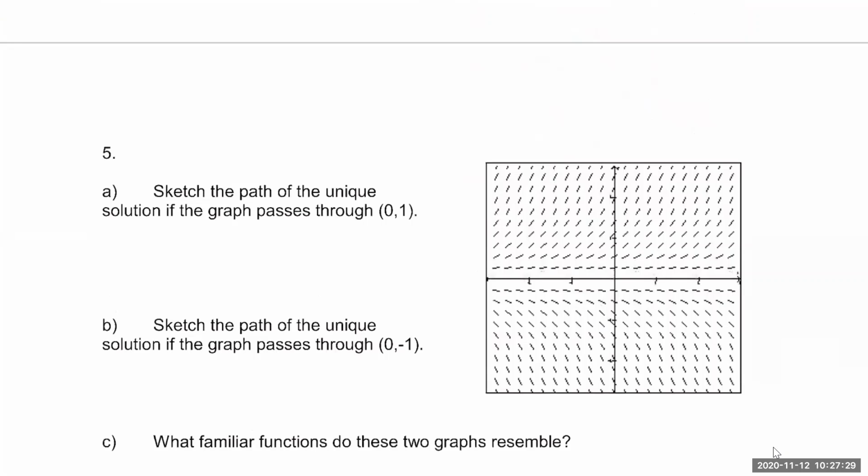Oh my goodness. Okay, so sketch the path of the unique solution if the graph passes 0, 1. So here is a problem where they give you the slope field, they give you an initial condition, and then they ask you to sketch the solution. So I'm going to do this in one color. Going through 0, 1 means that I'm going to find the coordinate point 0, 1. I'm going to make sure that I go through 0, 1 and then just do the best that you can to follow the movement of the slope fields. And if you can type into the chat, what function does that appear to be? What family of functions does that appear to be?